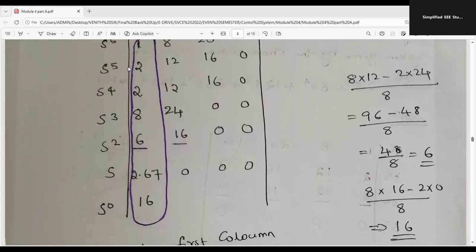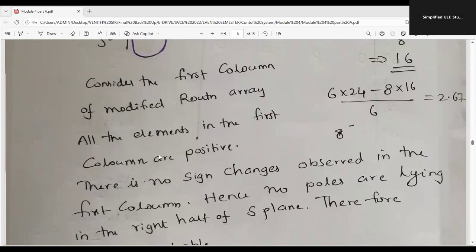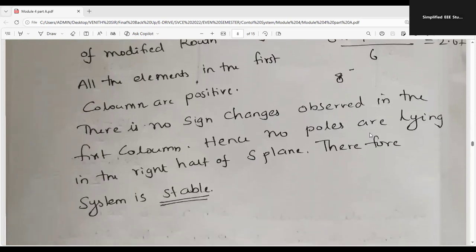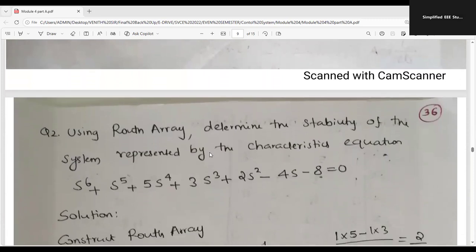Therefore, don't worry. If there are no sign changes, the system is stable, because no poles are located in the right half of the S-plane. All the poles are in the left half of the S-plane. So I can perfectly say that the system is stable. There are no sign changes observed, therefore no poles are located in the right half of the S-plane. Of course, the system is stable. I think you understood the concept.